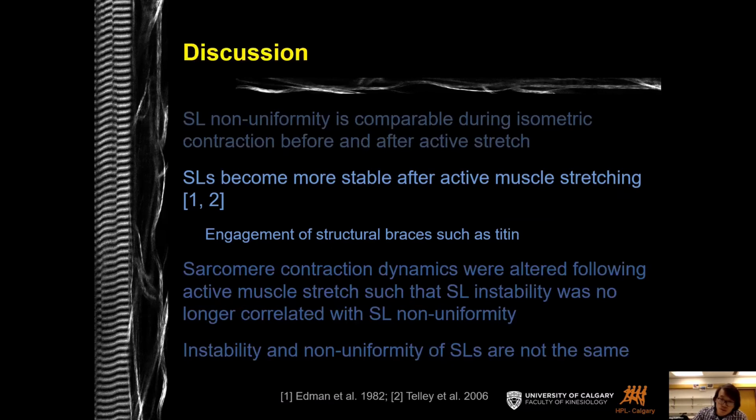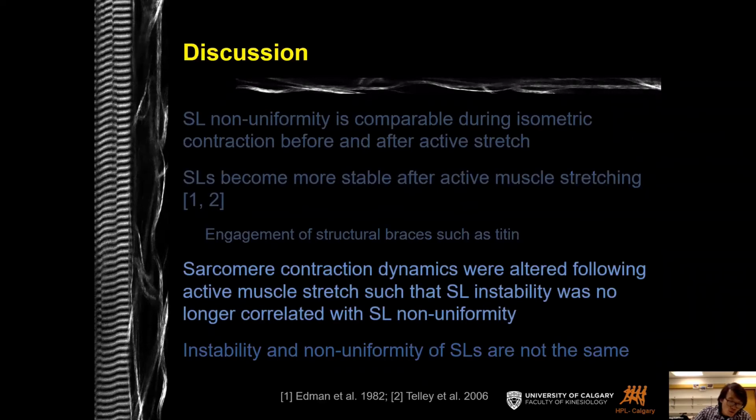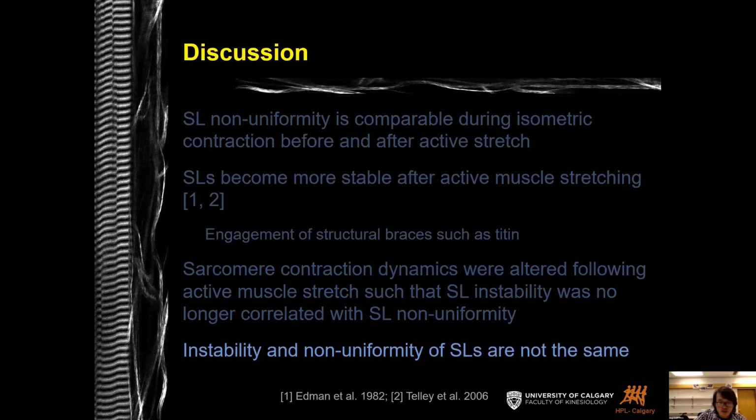Previous studies by Edman et al. and Telley et al. also found similar observations. Now, this increased stability may be explained by the engagement of structural braces such as titin, which is recognized nowadays as the third filament in a sarcomere. We also show that sarcomere contraction dynamics were altered following active muscle stretch, such that the instability was no longer correlated with sarcomere length non-uniformity. Importantly, we show that these two parameters describe different phenomena and should be considered separately.